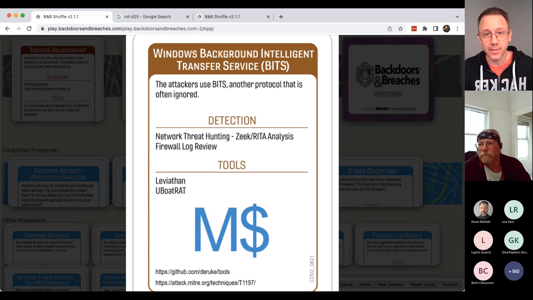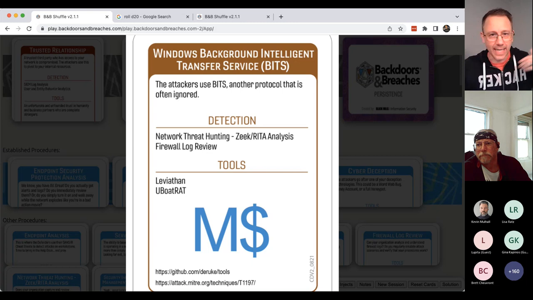Most companies never look here. I'm pretty sure you've never looked here either. And so what you're going to have to do is have some network threat hunting or firewall log review and see, are you whitelisting any of the information coming in and out of this protocol? And if you are, and you probably are, see if there's any data leaving it.